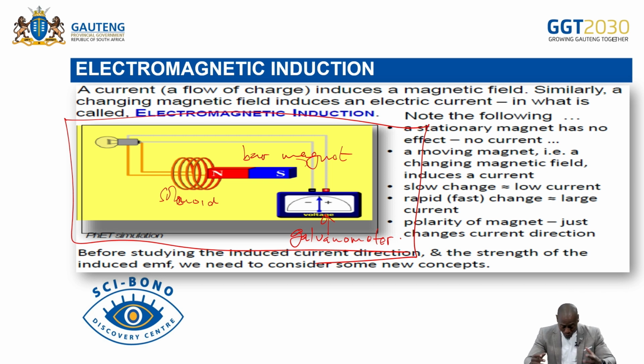So what are we having here? We are doing an experiment. What are we doing here? It's electromagnetic induction. We want to induce current in a coil using the changing magnetic field.